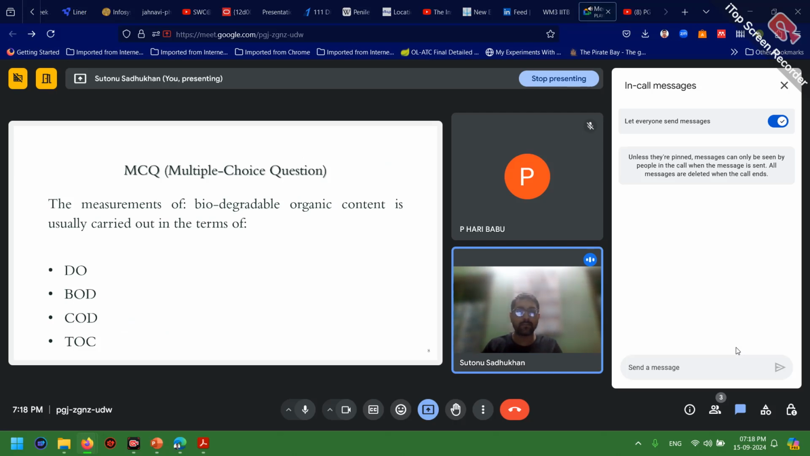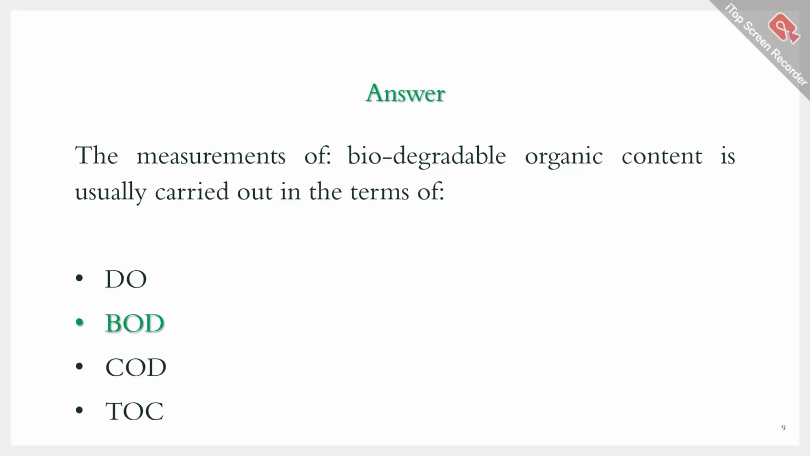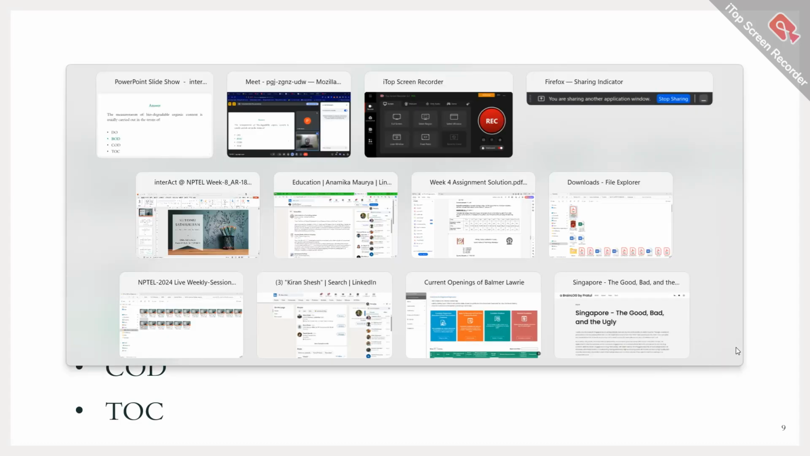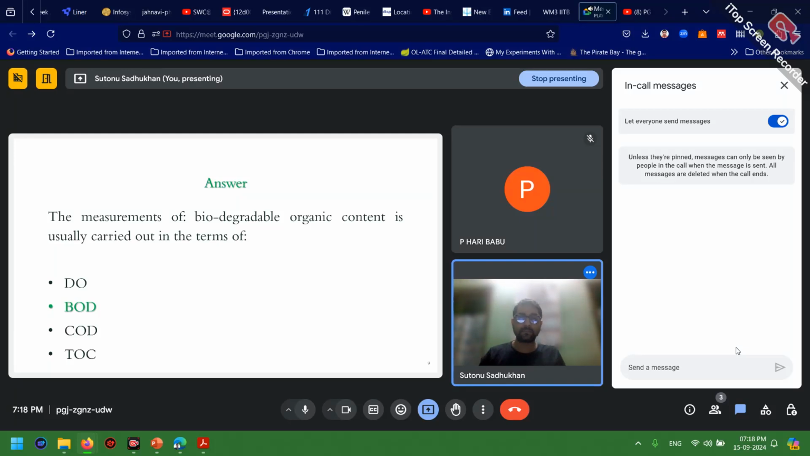Okay, I'll proceed with the answer. So the correct answer is BOD, biological oxygen demand, or biodegradable oxygen demand. So now we'll see how the biodegradable organic content is usually measured in terms of BOD, because this is a very important water parameter from the sanitation and treatment point of view.